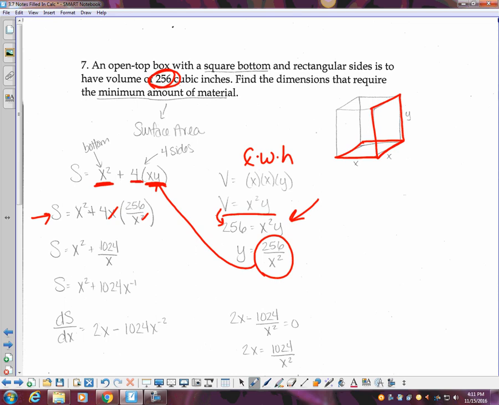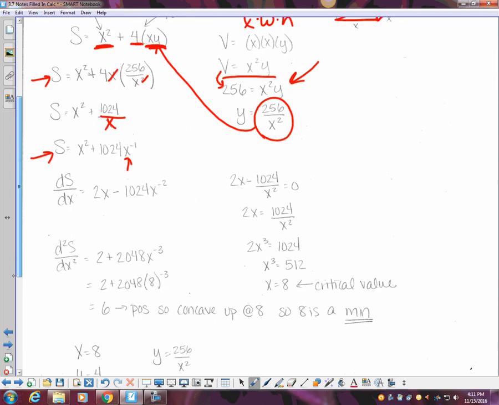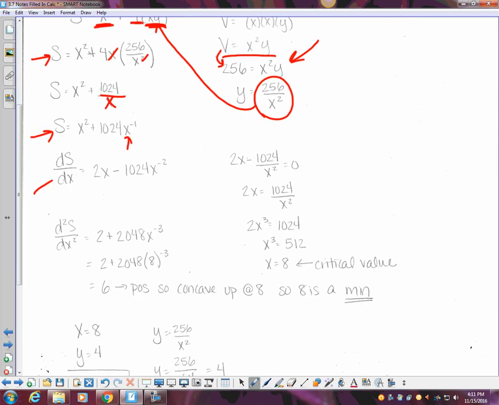4 times 256 is 1024. A pair of the x's cancel. It leaves me with an x on the bottom. And then I know I'm about to differentiate, so I'll pull him up to the top with a negative 1 power. That's my surface area formula. Then take the first derivative. Power rule, super easy. Then I'm going to take this, I bump this guy down to the bottom, then I add him over, then I cross multiply, so 2x cubed equals 1024, divide by 2, cube root both sides, no positive or negative when you cube root, so x equals 8 is a critical value.